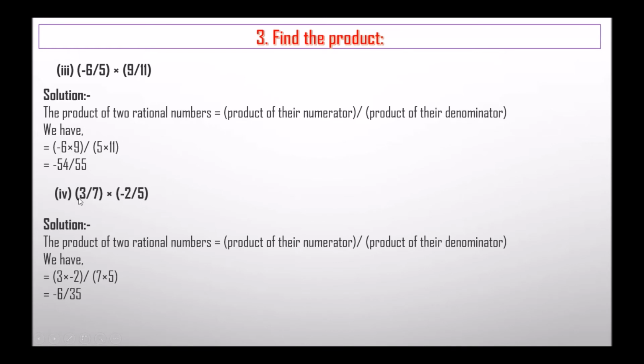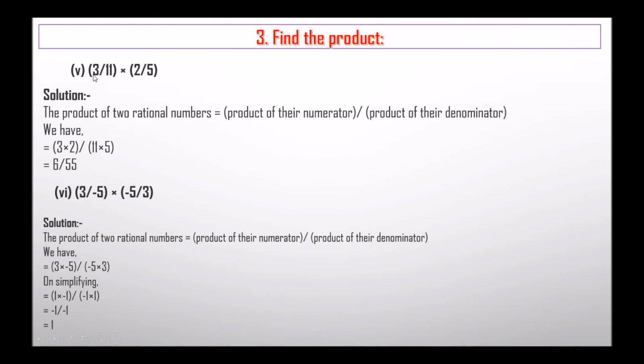3 upon 7 into minus 2 upon 5. First we will multiply the numerators. So 3 and minus 2, that is minus 6. And then the denominator. So 7 and 5, that is 35. So minus 6 upon 35.